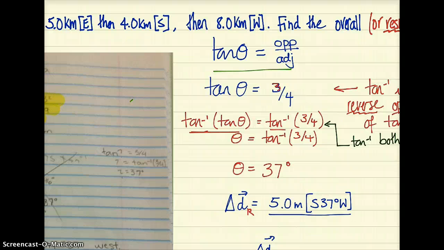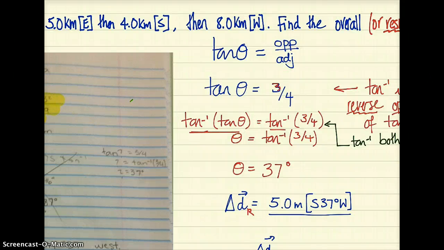Now we have tan theta equals 3/4. The reverse operation of tan theta is tan minus 1. So here, if we take tan minus 1 of tan theta, that just leaves us with theta. And on the right hand side we'd have tan minus 1 of 3/4, which comes out to be 37 degrees on your calculator. One quick word about the calculator.